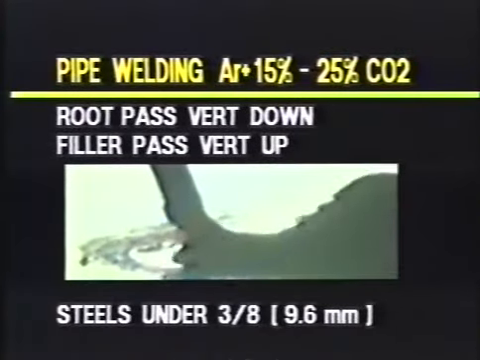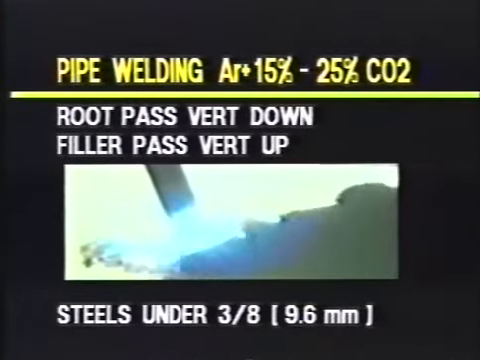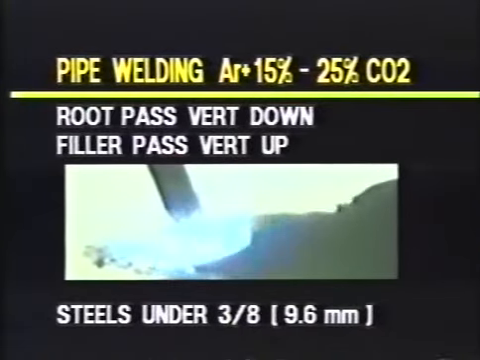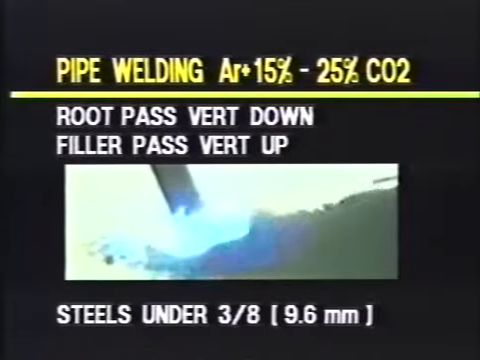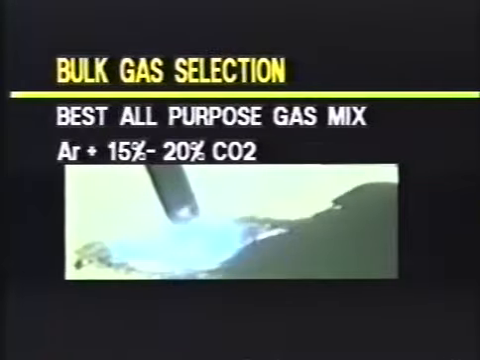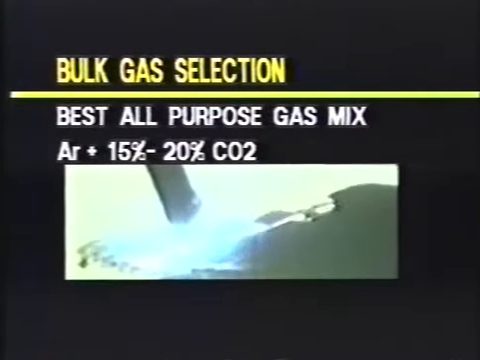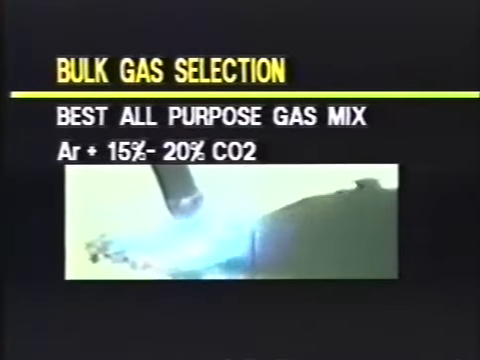For root passes vertical down or filler passes vertical up on pipe less than 3/8 of an inch thick, use argon 15 to 25% CO2. This provides penetration and arc stability. If the pipe is thicker than 3/8 of an inch, CO2 is required for the filler pass to provide sufficient sidewall fusion. The most practical gas mix for a plant using bulk would be to set the mix at 15 to 20% CO2.